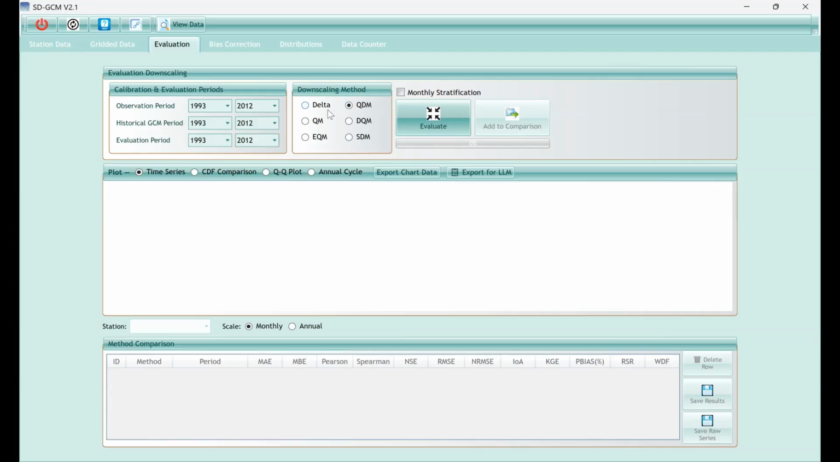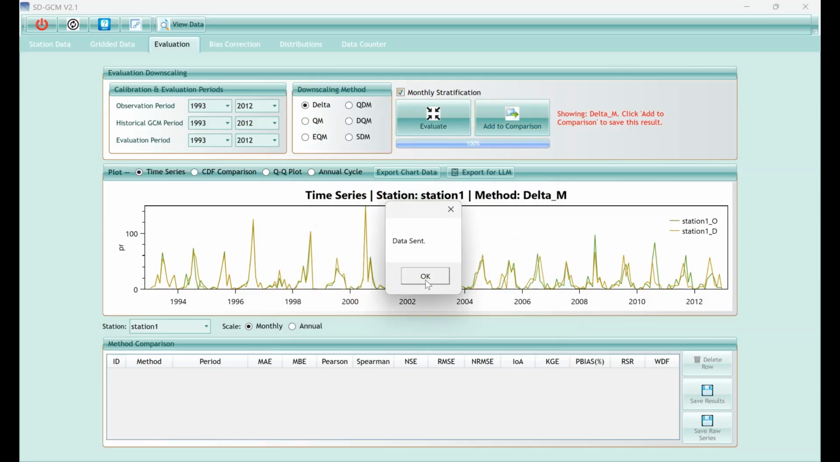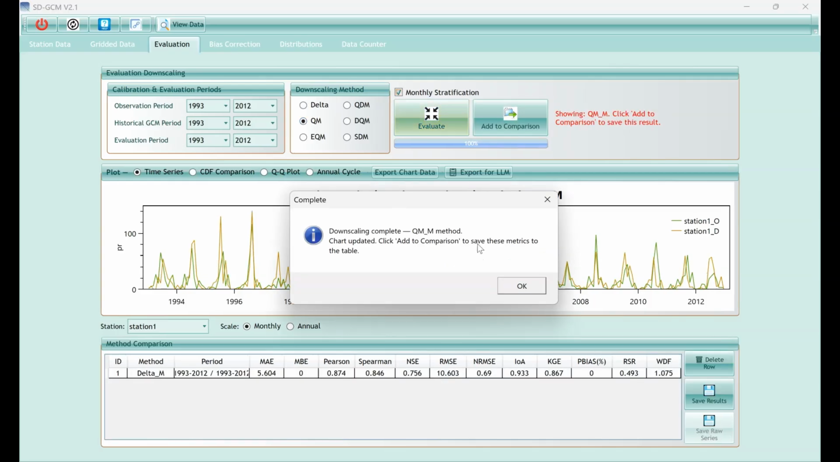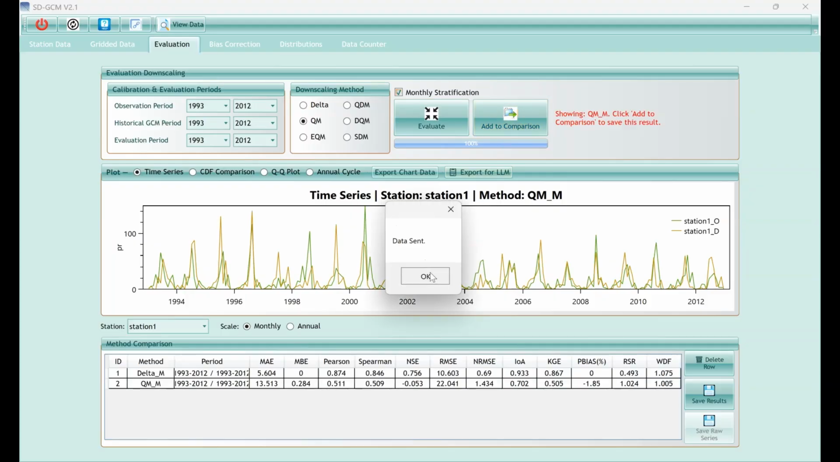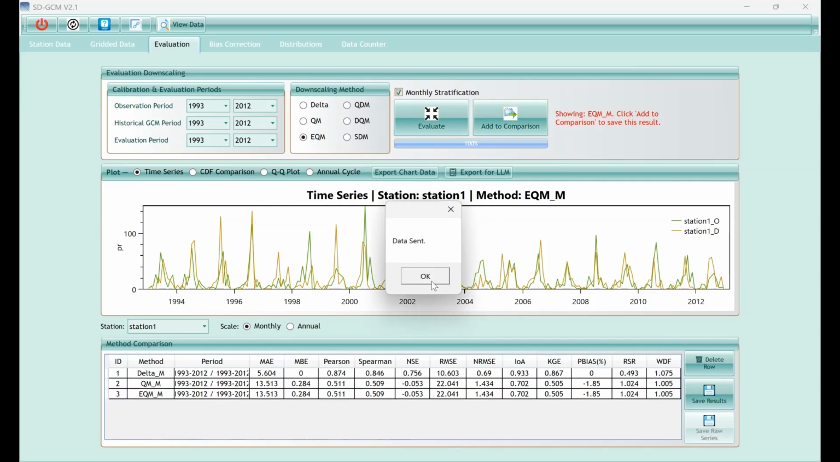SD-GCM currently supports several widely used bias correction methods, including the Delta method, Quantile Mapping, Empirical Quantile Mapping, Quantile Delta Mapping, Detrended Quantile Mapping, and Scaled Distribution Mapping. We'll evaluate each method using the same dataset and compare their performance afterward. Now I'll run each bias correction method one by one. After each evaluation is complete, I'll add the results to the comparison table. This allows all methods to be stored together so they can be compared using the same statistical metrics and graphical outputs.